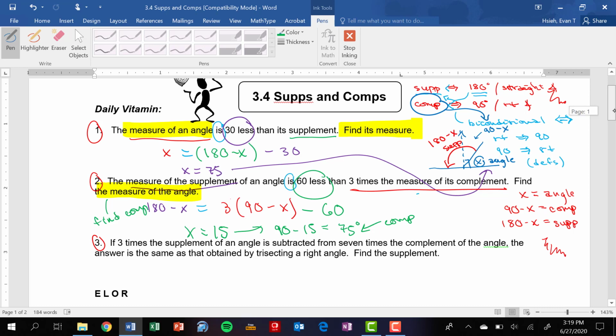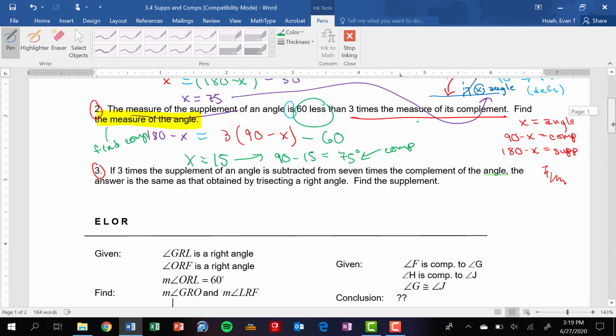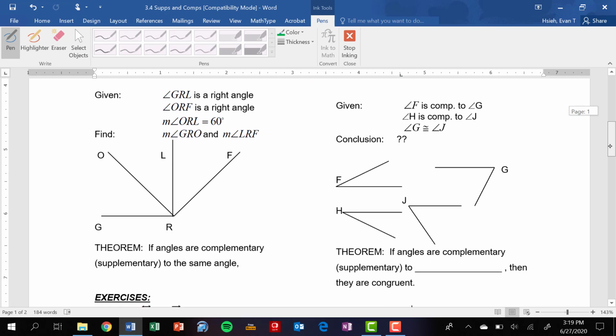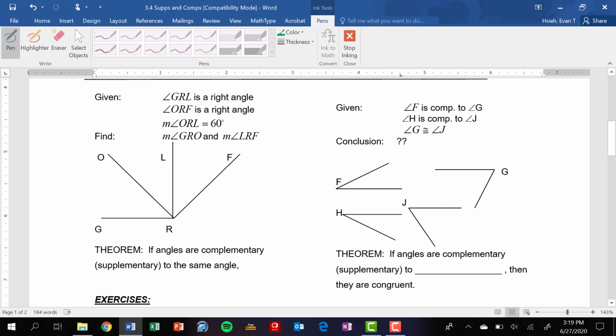Okay, hopefully that makes sense. Let's go ahead now and talk about a couple of theorems that we're going to use for the proofs that have to do with complements and supplements. For this one, you have a right angle here and a right angle here, kind of overlapping right angles. ORL is 60 degrees. This middle angle is 60 degrees. Find the measure of these two angles right there and there. Hopefully you can recognize that they both have to be 30 and they both have to be the same.